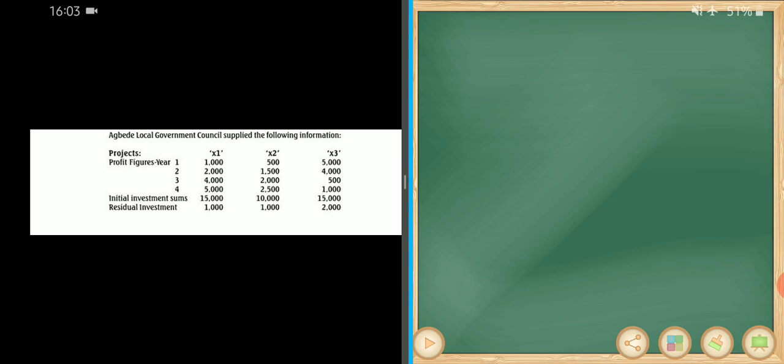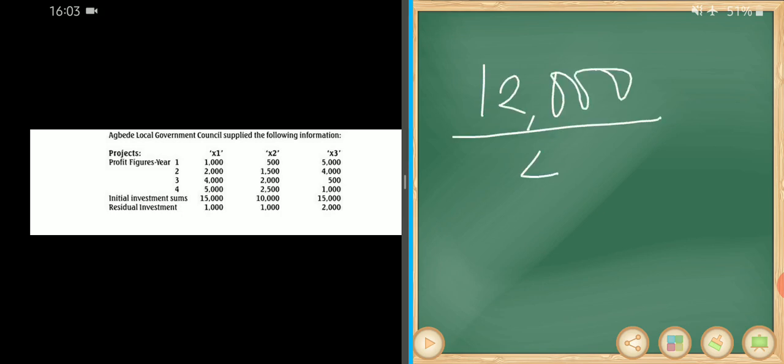But how many years are we going to use to gather up this 12,000 naira? We are going to use 4 years. Therefore, our average accounting profit will be what? 12,000 over 4, which gives us 3,000. So this is our average accounting profit. So we've gotten our average accounting profit.